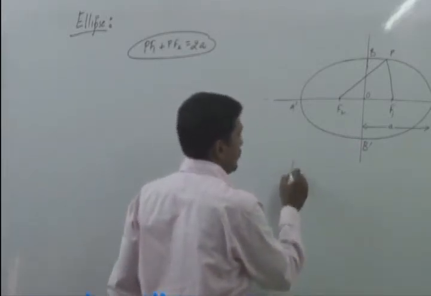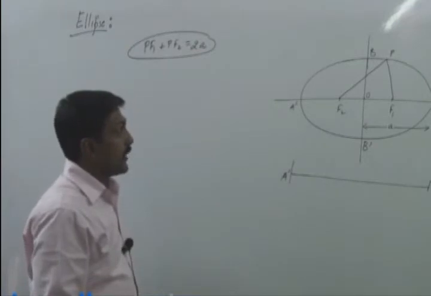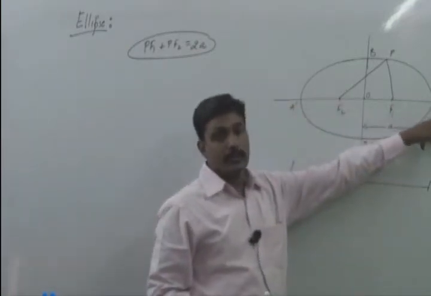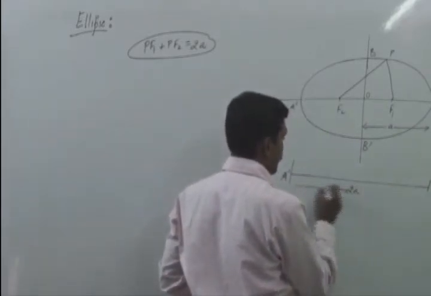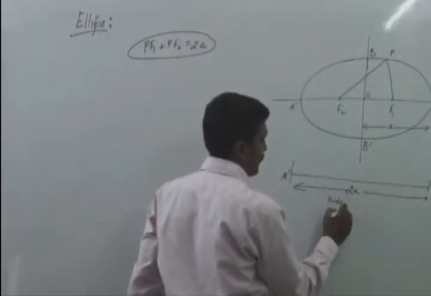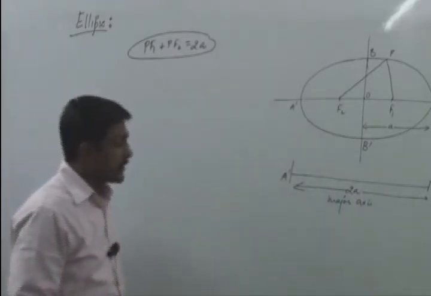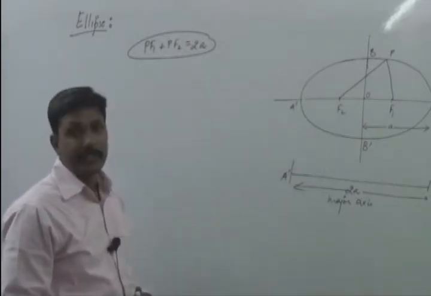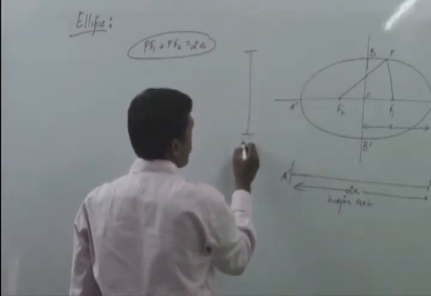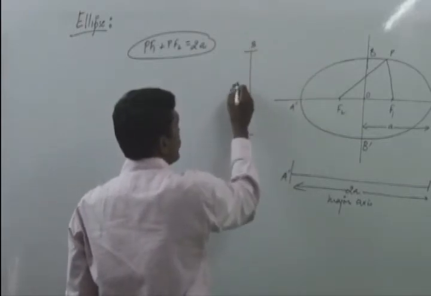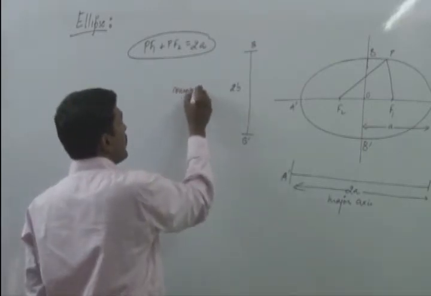Major axis is what? This. A dash A, the distance between the two endpoints of the ellipse, is known as the major axis. Similarly, this B dash B, the distance is always 2B, and it is the minor axis.